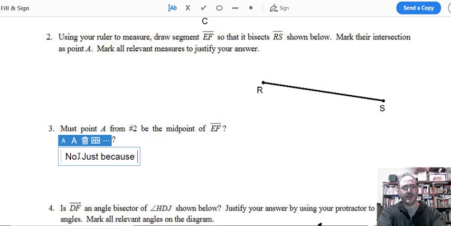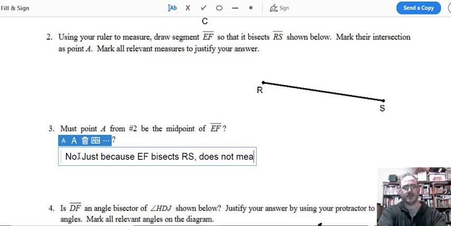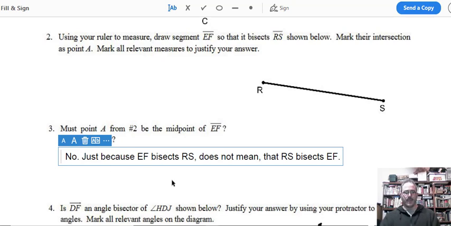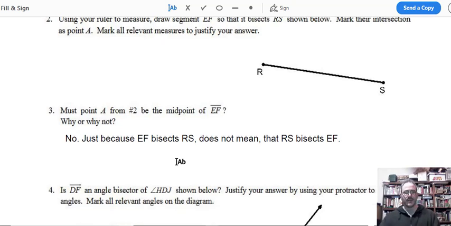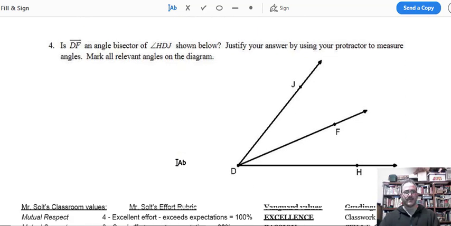Just because EF bisects RS does not mean that RS bisects EF. There we go. That's our justification. When it says justify, we're giving the reason why. Why or why not? No, and we give a because. So that's our justification. Pause the video here if you need more time.